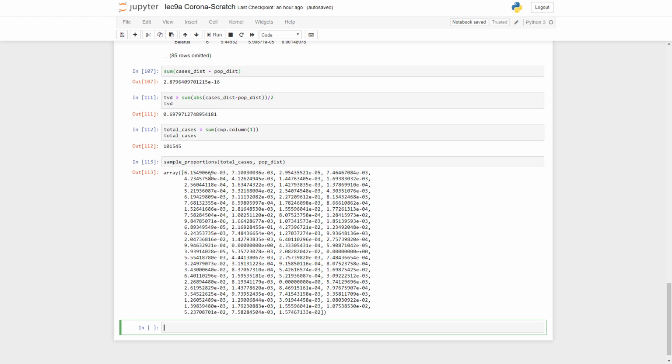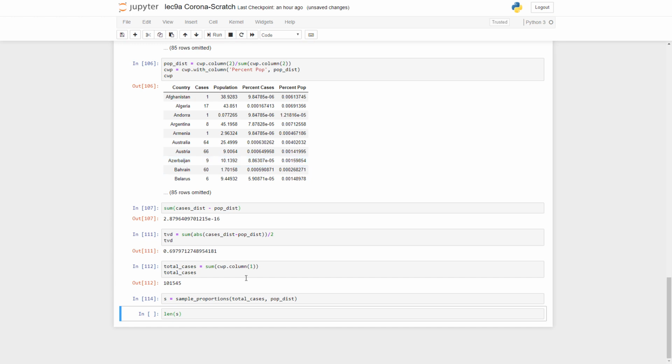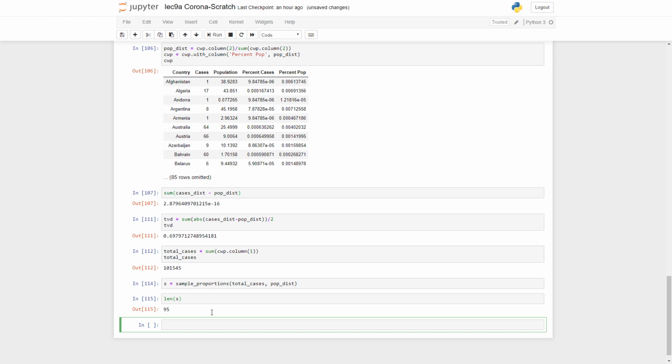Okay, so if we say len of S, where this is S, what would you expect here? That's the length of that array. The length of that array should be the number of countries, right? Which we have here, 95. We have 10 here and 85 omitted, so we have 95 countries. So that's what we expect.